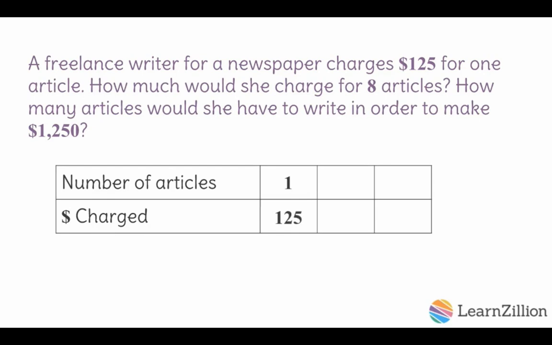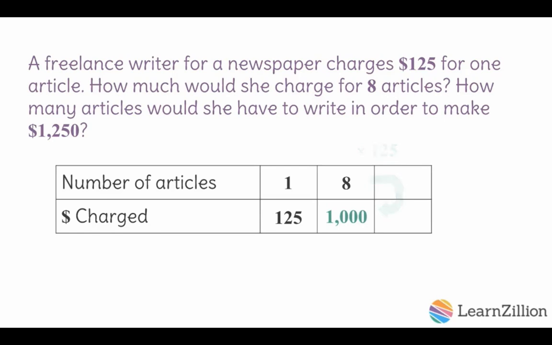We could use the between relationship like last time, but we can also use the multiplicative within relationship. This means that we're going to look for a multiplicative relationship within these 2 numbers. We know that when we multiply 1 by 125, we get the number 125. This is the within relationship. If the writer wrote 8 articles, again, we would have to multiply this number by 125 in order to maintain that same relationship. When we multiply 8 times 125, this gives us a price charged of $1,000.